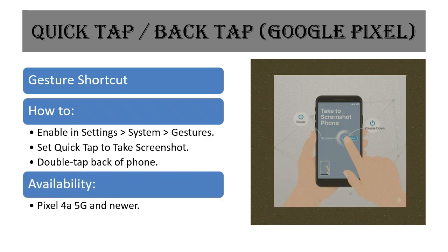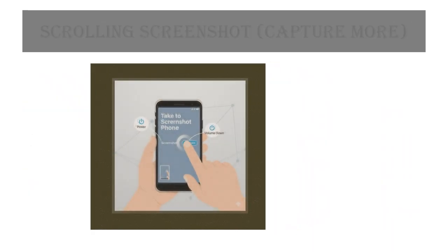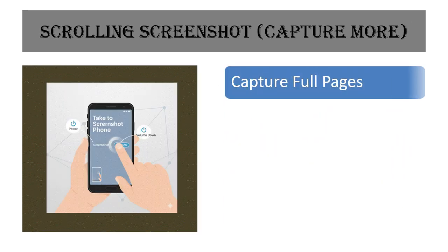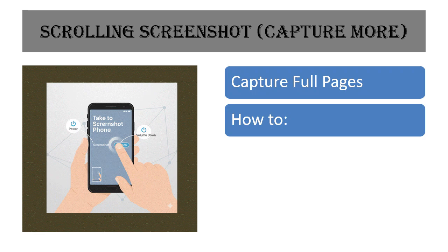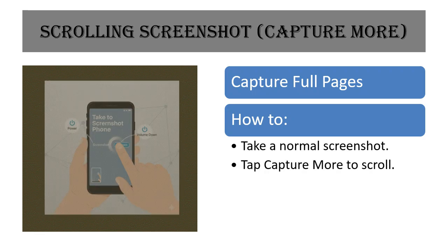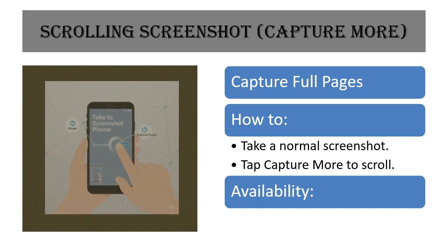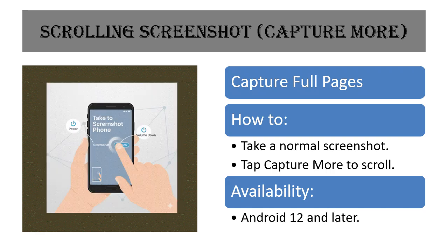Scrolling Screenshot, Capture More. Finally, for long pages, you can use Scrolling Screenshot or Capture More. After taking a standard screenshot, tap the Capture More button to scroll and capture the entire page. This feature is available on Android 12 and later, and it's perfect for saving full conversations or web pages.